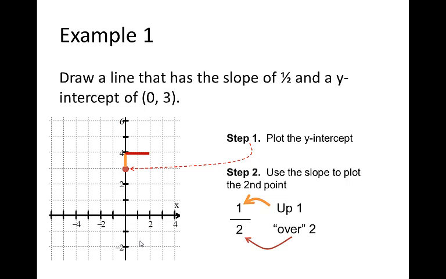Now, I always go up or down. If it's negative, I'd go down. If it's positive, I'd go up. And I always go right. Okay? So over, when I say over, I mean right. Right 2. And we put our second point, and then we can draw our line. And so you want to get pretty good at being able to graph a line in this way.